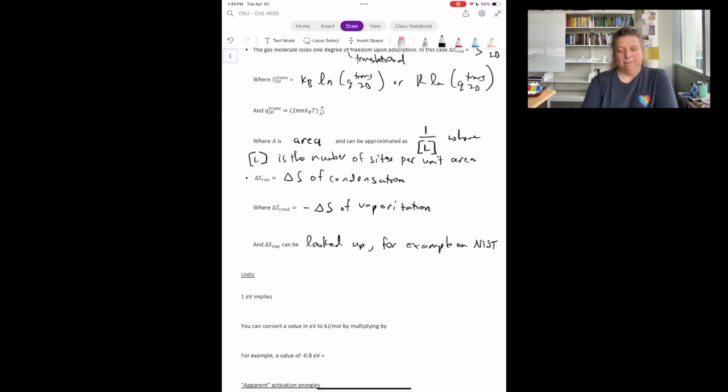For example, on NIST. So there's lots of different models for being able to take information or take energy values from a manuscript and convert it into these various different quantities that you may need.